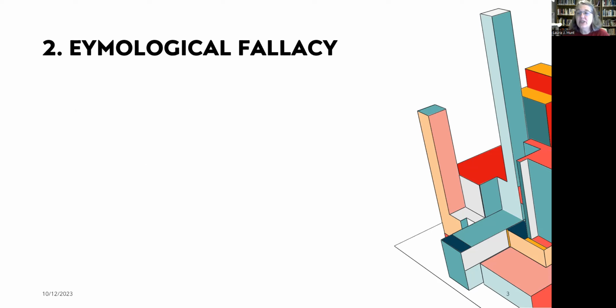Then there's the etymological fallacy. Etymology is the history of a word. And so the etymological fallacy mismatches different time periods for the meaning of a word. So one way the etymological fallacy happens is when an older meaning is brought forward. This is one of my favorite examples in English. Years ago, the word nice meant picky.